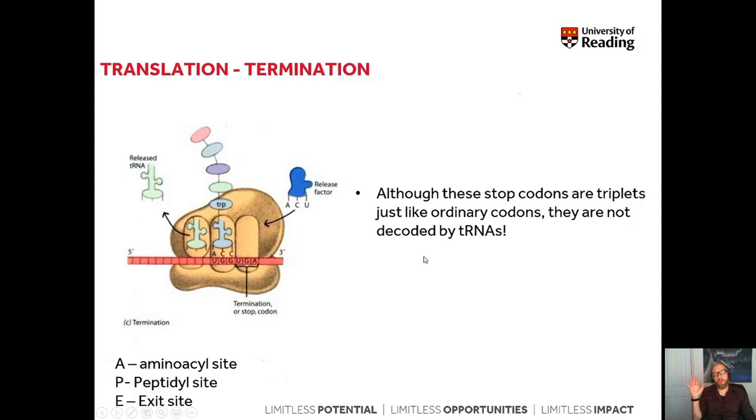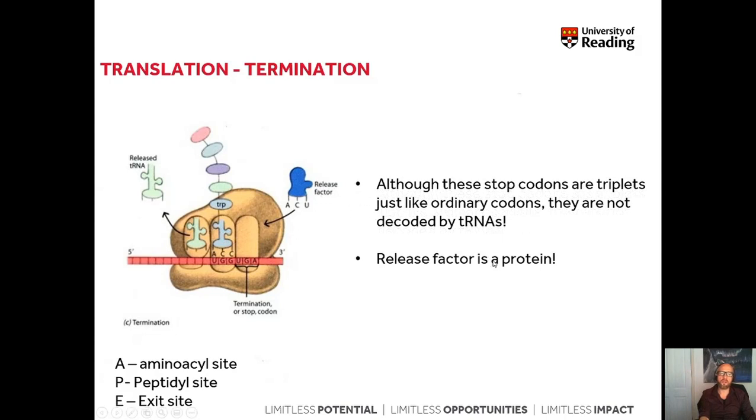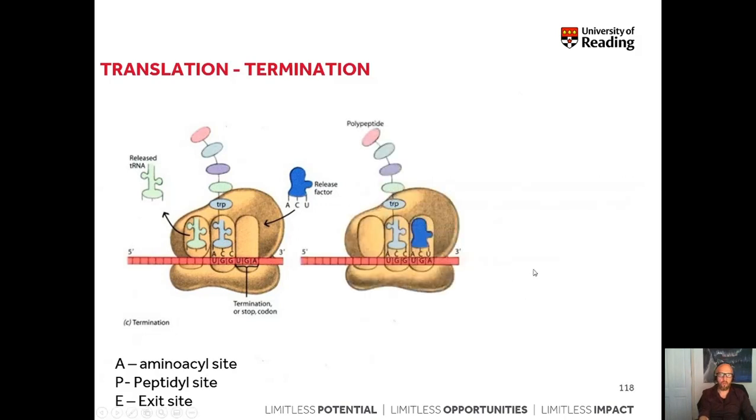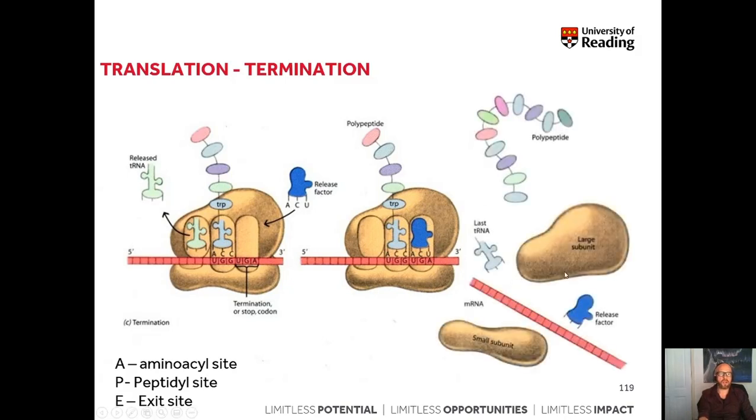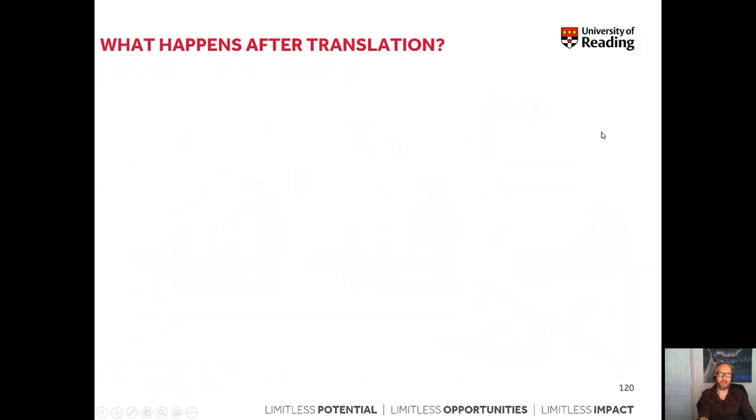So what's quite interesting here is that although those stop codons are triplets, just like very ordinary codons, they are not decoded by tRNAs, because the release factor is a protein, and this is quite unique. Once release factor is bound to the mRNA, this leads to disassembly of the complex, and we have again a free large ribosomal subunit and a small ribosomal subunit. We have the mRNA, which is now free, and we have the released tRNAs, and finally our peptide, which is now ready to be used.